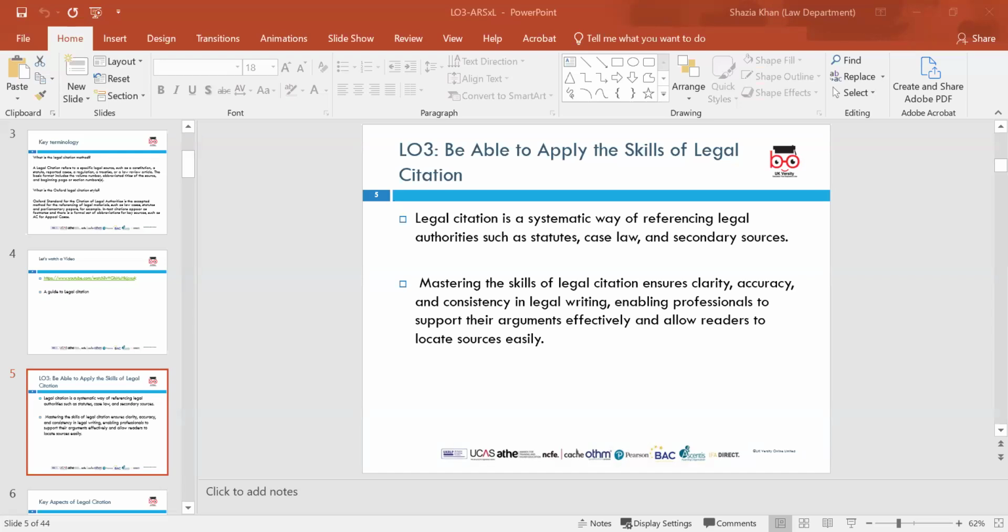A legal citation refers to a specific legal source, such as a constitution, a statute, reported cases, a regulation, a treatise, or law review. The basic format includes the volume number, abbreviated titles of the source, and beginning page or sections of that.